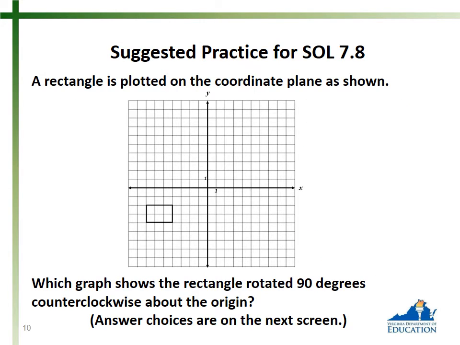So here we're given this rectangle here, and it says which graph, so on the next page, or next screen, sorry, which graph shows the rectangle rotated 90 degrees counterclockwise, keyword, around the origin. So I know that I'm going to move this rectangle in the direction toward the right. So let's see what our options are.